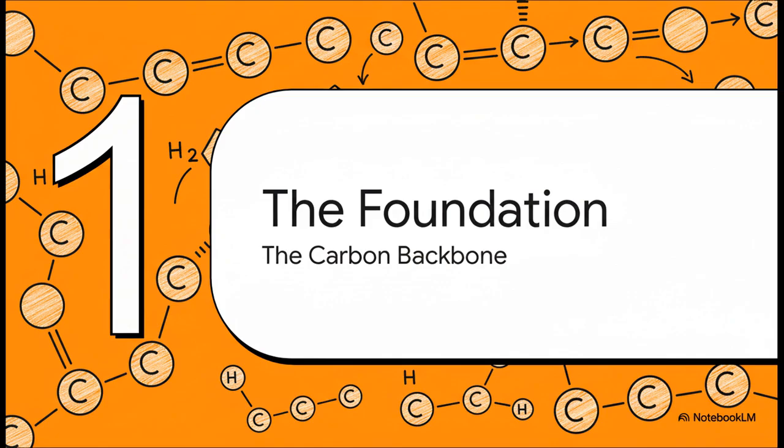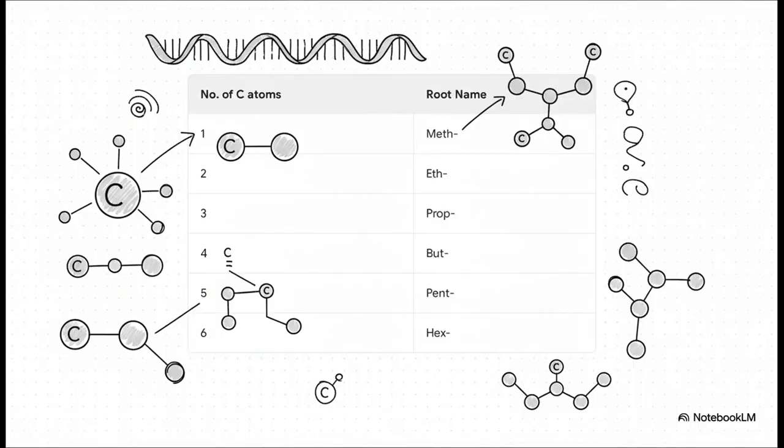That's the backbone. So the first and most important step is always to find the longest continuous chain of carbons and just count them up. This table right here, this is basically our vocabulary list. Each number of carbons in that main chain gives us a specific root name. Think of it like the molecule's first name. So 1 carbon is meth, 2 is eth, 3 is prop, and it just goes on from there.